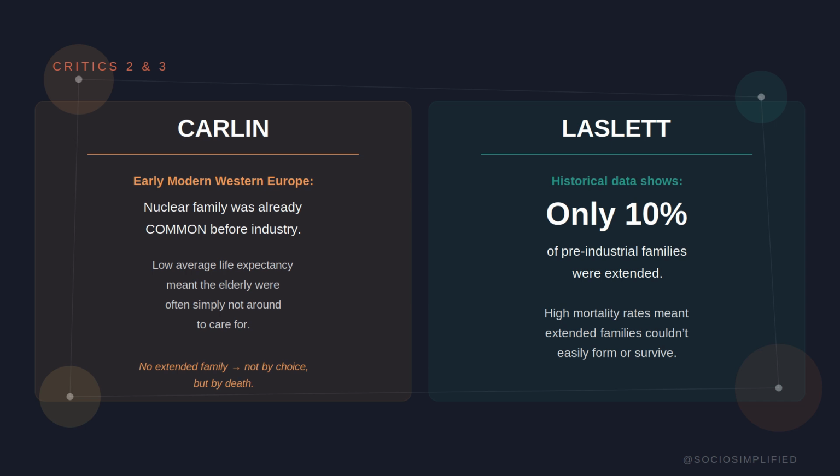Laslett goes even further with hard historical data. He found that only 10% of pre-industrial households were actually extended. Just 10%. High mortality rates made large extended families practically impossible to sustain. So both Carlin and Laslett are saying the same thing. Parsons' starting point that extended families dominated pre-industrial society is historically wrong.